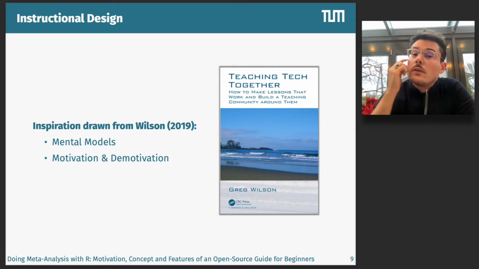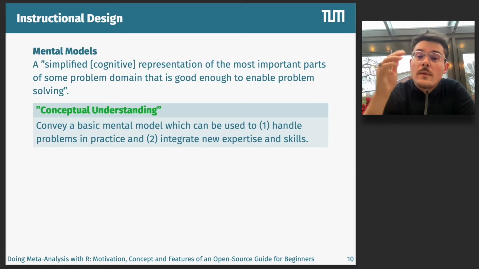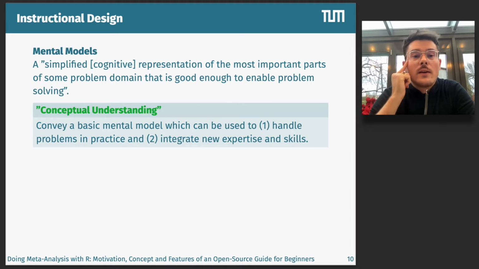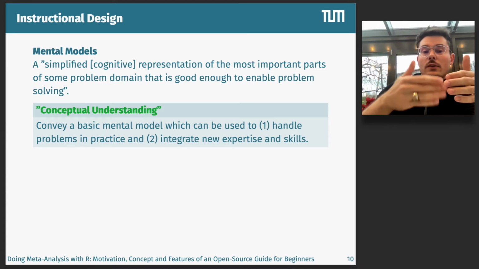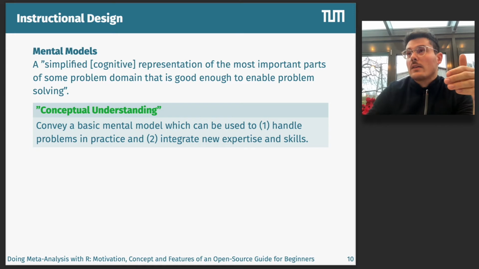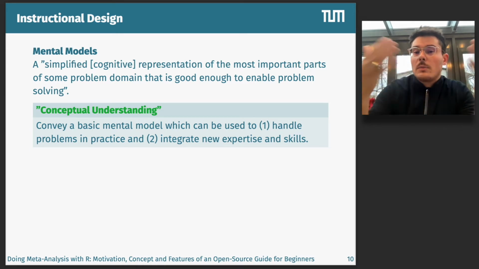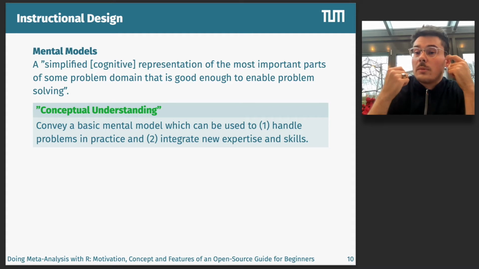The first concept that I found really helpful are mental models. Greg Wilson defines them as a simplified cognitive representation of the most important parts of some problem domain that is good enough to enable problem solving. It's important that these mental models are not static. They are assumed to progress from novice to expert level. So people develop, reorganize, and expand their mental model to solve problems and handle exceptions in practice.